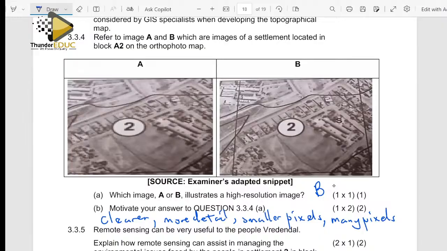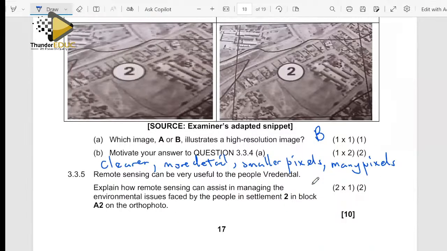But if it's a high resolution, it's clearer, it has more detail. And also in terms of the size of pixels, they are smaller. The smaller the size of the pixel, the clearer the image is. And if you check on the number of pixels, if they are larger, it means we are going to have a smaller number of pixels in the image. And if they are small, we're going to have a large number of pixels in the image. So if the pixels are smaller, it is going to give us a clearer image or a high resolution image. That is why we're justifying that B is a high resolution image, because it's clearer. We can actually see the details of the place.